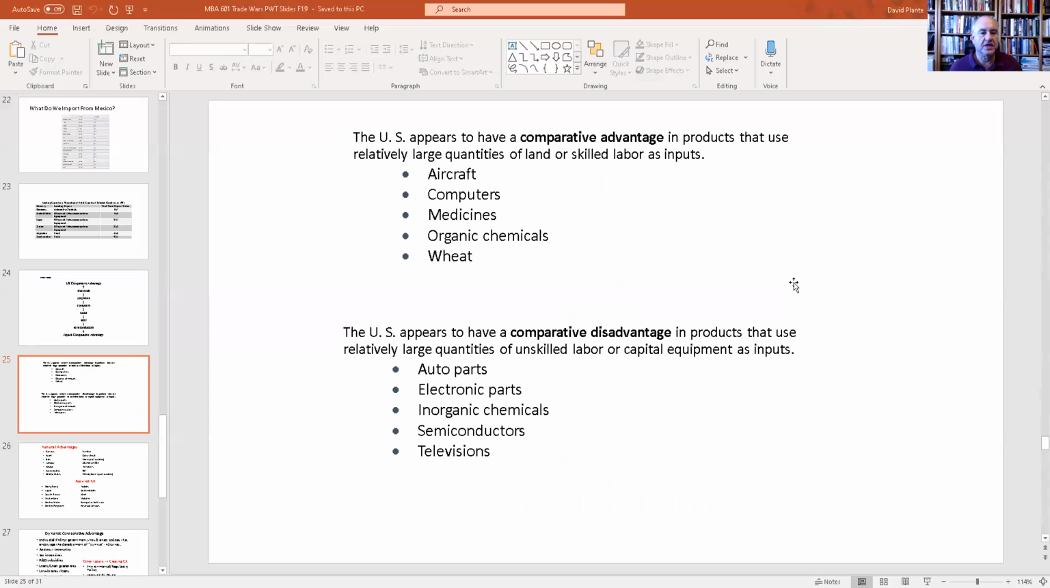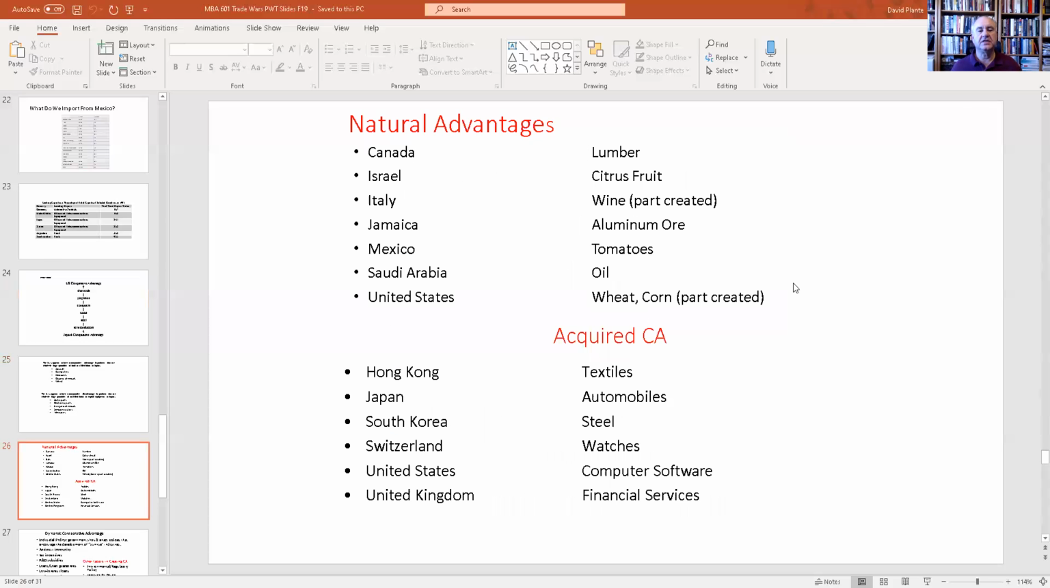comparative advantage on that. Now, one last thing to think about on comparative advantage is this idea of whether or not it's natural or acquired. So sometimes it's just about advantages that the country was sort of born with that are out there. And so you think about Canada and lumber, and Israel and citrus fruit, and Mexico and tomatoes. Those are a lot about climate and those aspects, or Jamaica and having a whole bunch of aluminum ore.